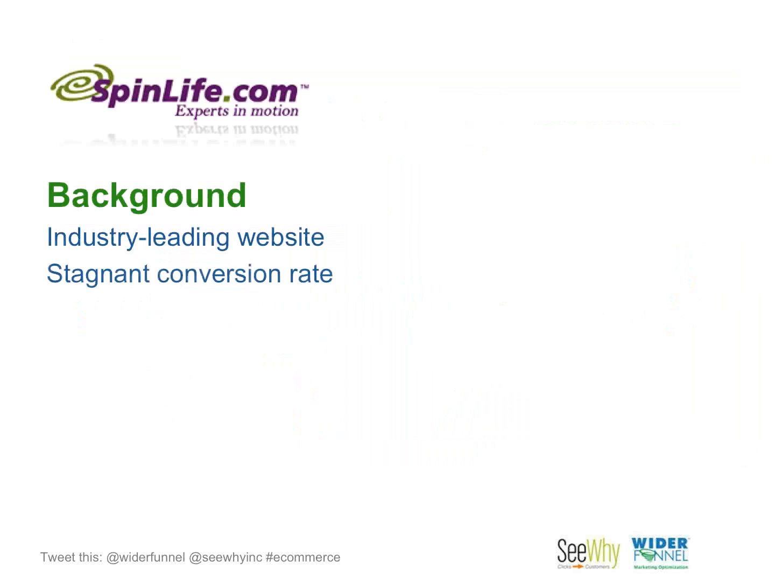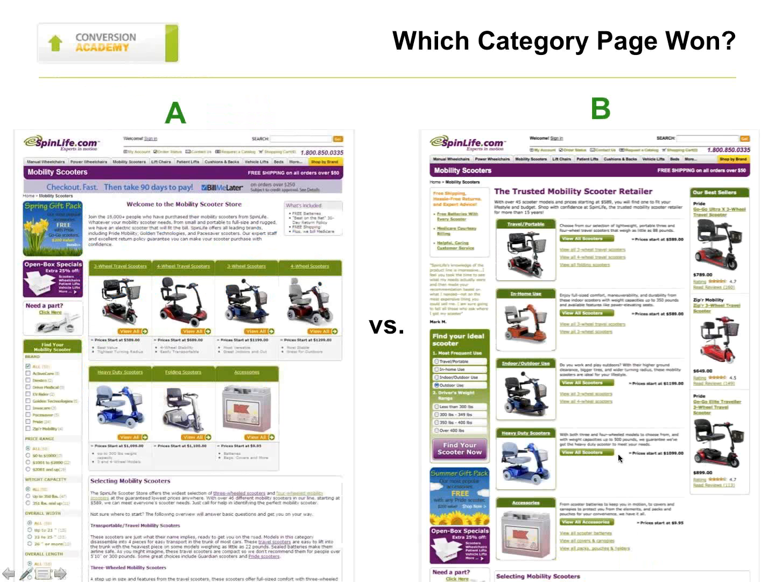Okay, so let's take a quick look at category pages. We have an example of spinlife.com. This was an industry-leading website for personal mobility machines, wheelchairs and scooters and those types of things. And their conversion rate needed to be improved. They needed more e-commerce sales. So here's an example of a category page. When people click on one of the categories, mobility scooters in this case, they come to this page where we have a tile view or a list view. This is a common test that we will sometimes run in certain situations.